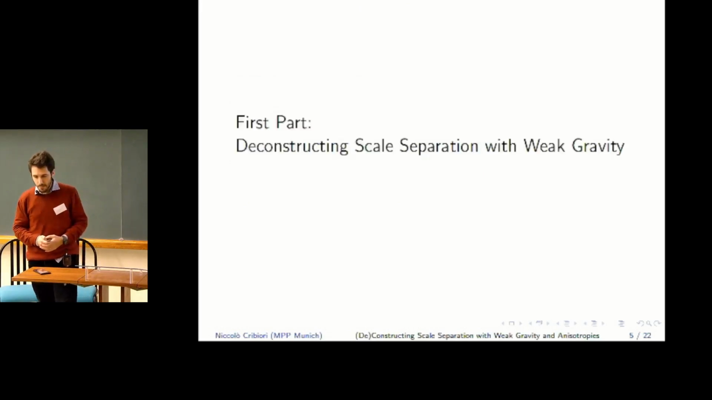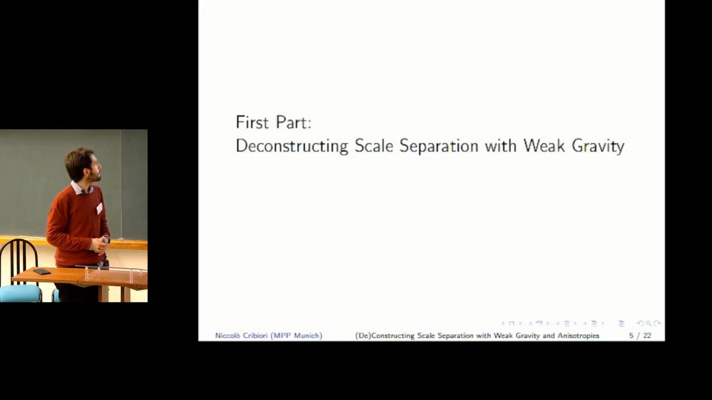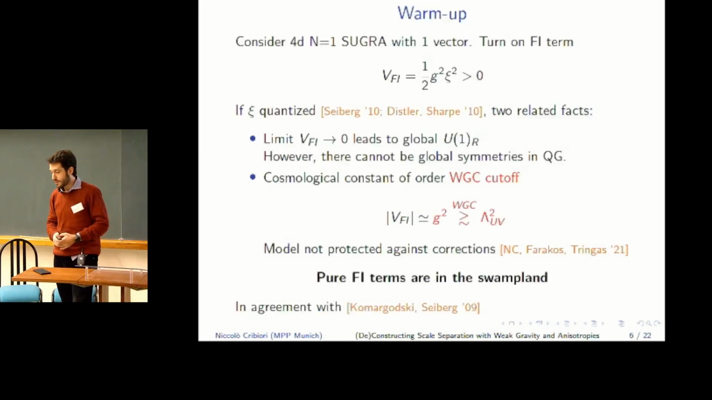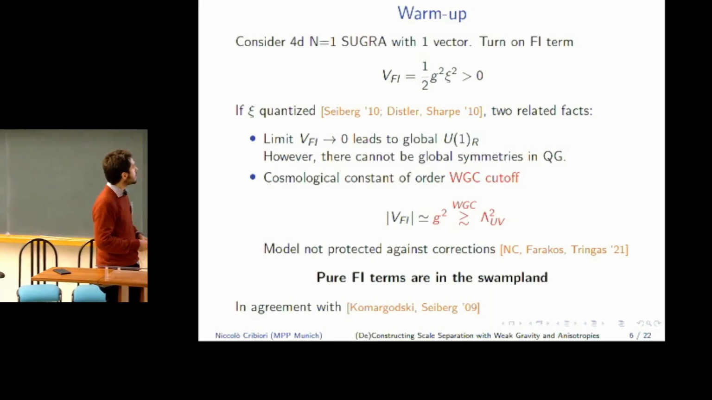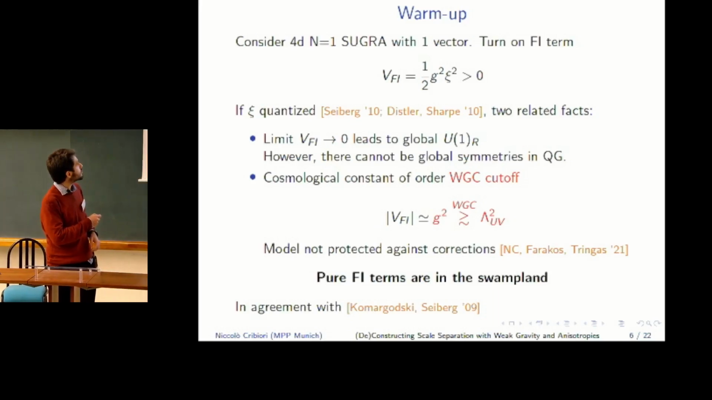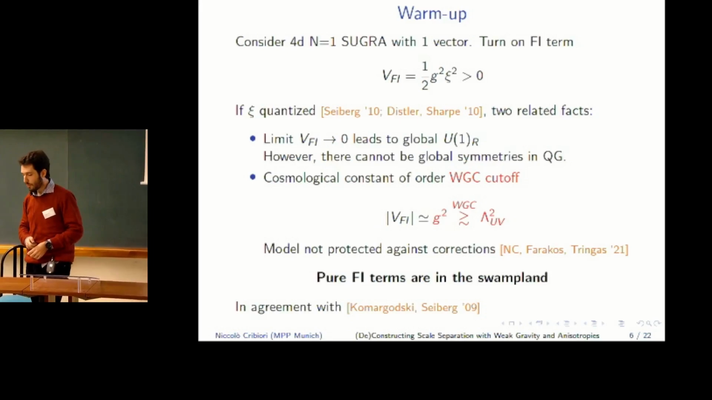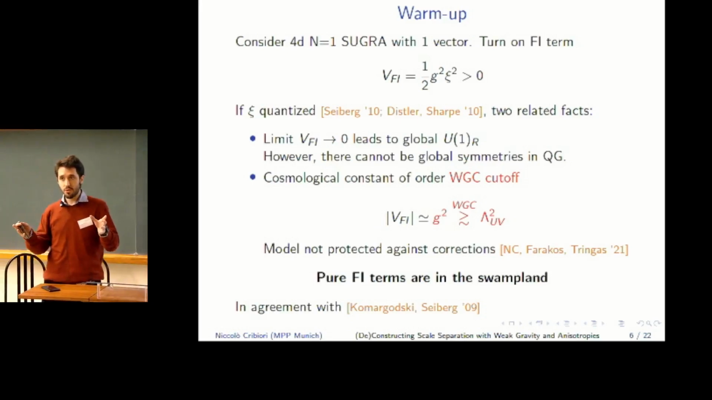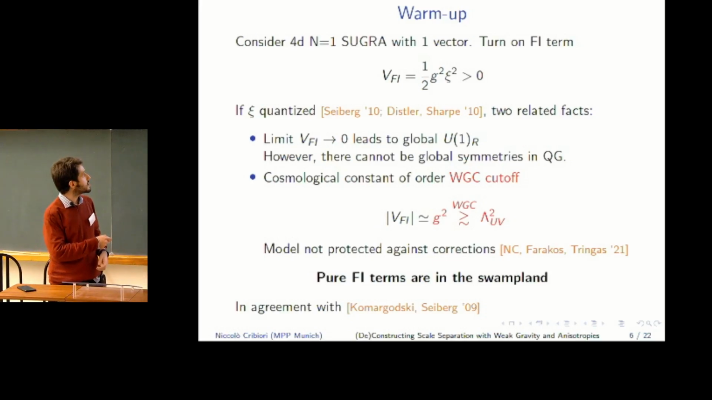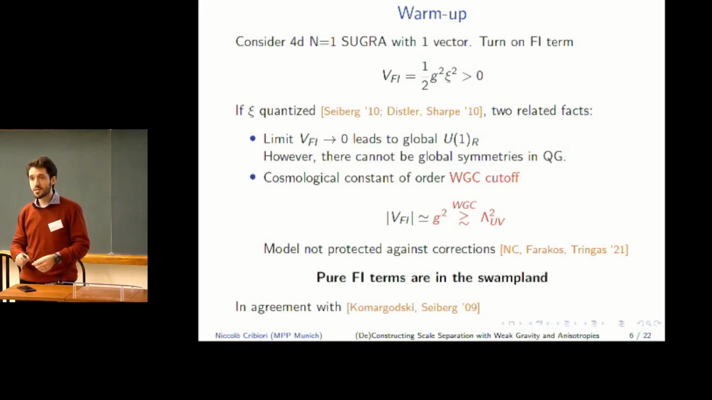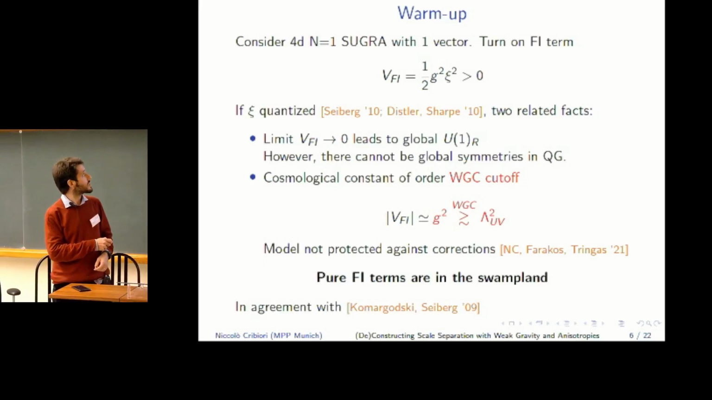Let me start from the first part, where I will use the weak gravity conjecture to put constraints on scale separation. Actually, the very idea can be understood from a different and simpler setup, which has nothing to do with scale separation: just 4D N=1 supergravity with one vector multiplet. In this model, you can do a simple deformation of the theory, still preserving supersymmetry of the action, but breaking it on the vacuum. This deformation is known as Fayet-Iliopoulos deformation. You introduce a parameter psi, the Fayet-Iliopoulos parameter, which generates a scalar potential. In this case, there are no scalar fields, so the scalar potential is just a constant.